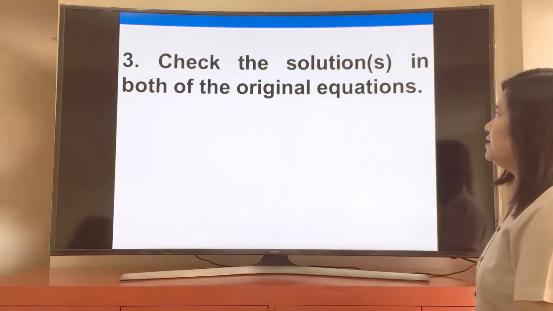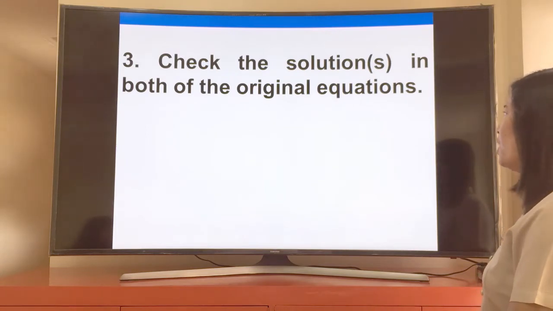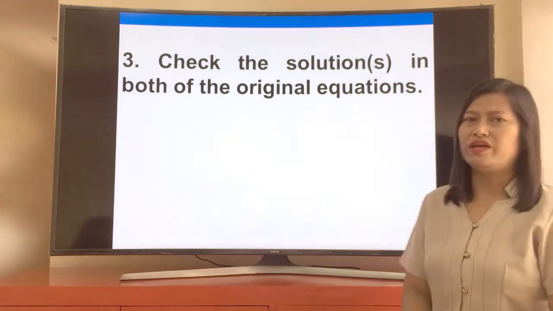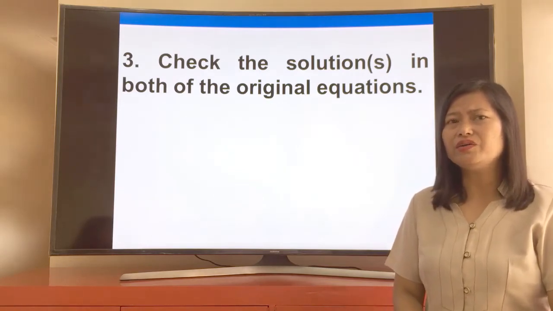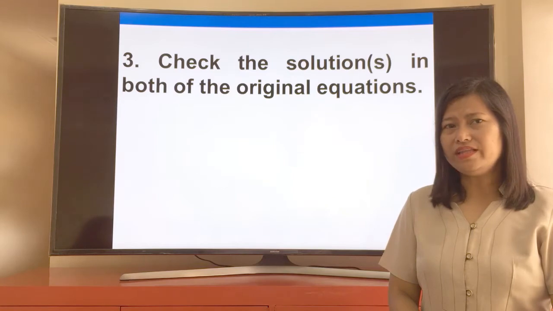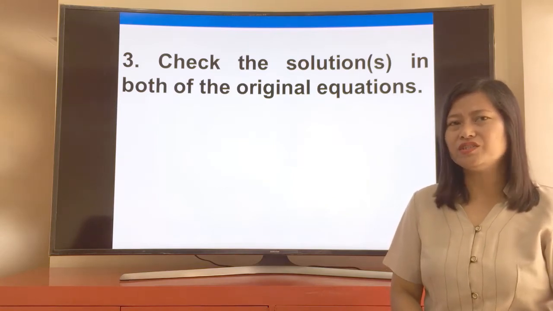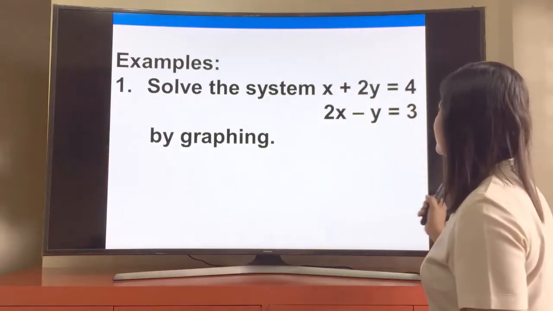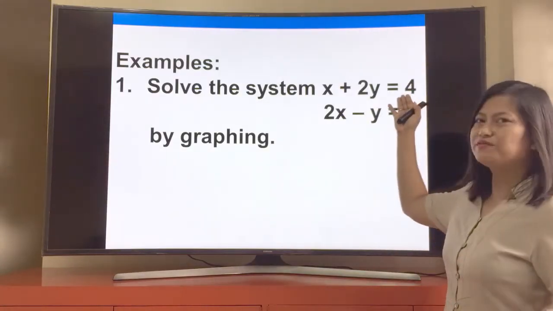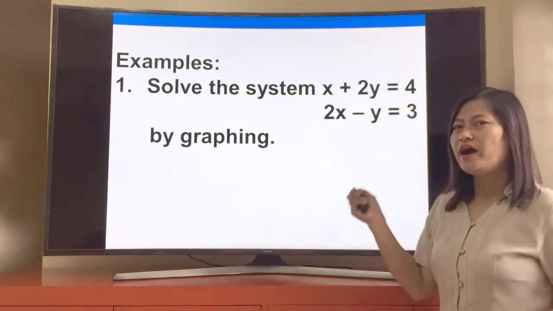And 3. Check the solution or solutions in both of the original equations. Since graphing is not perfectly accurate, check the coordinates of the point of intersection in both equations. Number 1. Solve the system x + 2y = 4 and 2x - y = 3 by graphing.